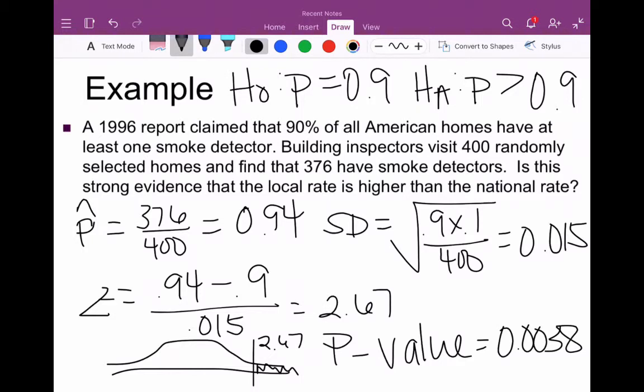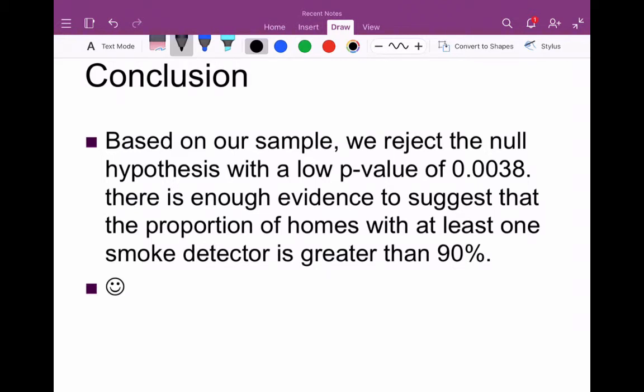So then in our fourth step, we can state our conclusion. And our conclusion says that based on our sample, we reject the null hypothesis with a low p-value of 0.0038. There is enough evidence to suggest that the proportion of homes with at least one smoke detector is greater than 90%. So then yes, the local rate would be higher than the national rate.